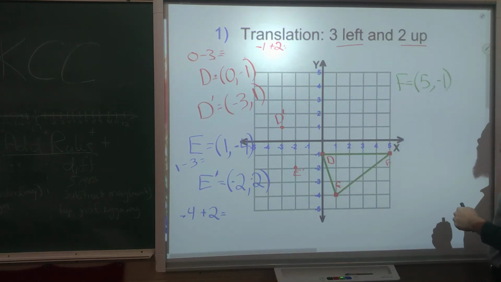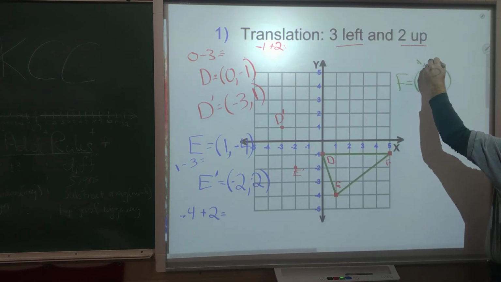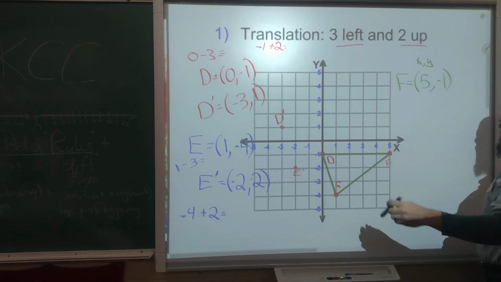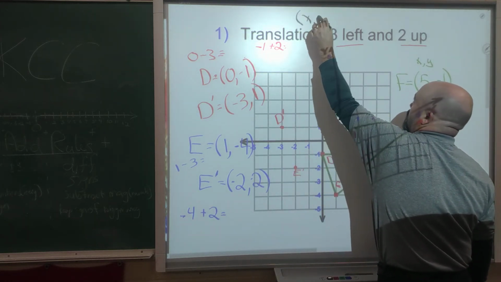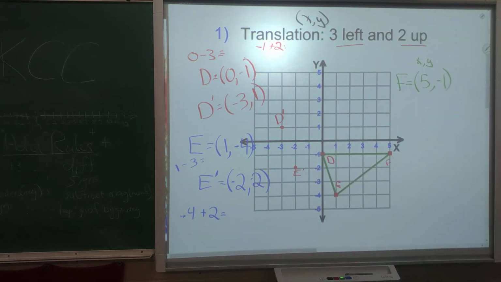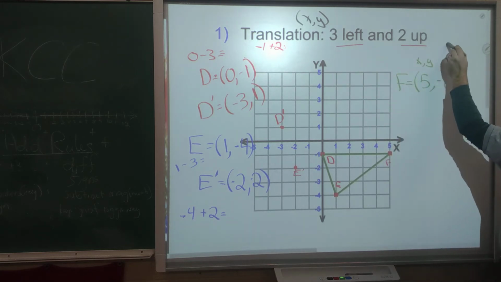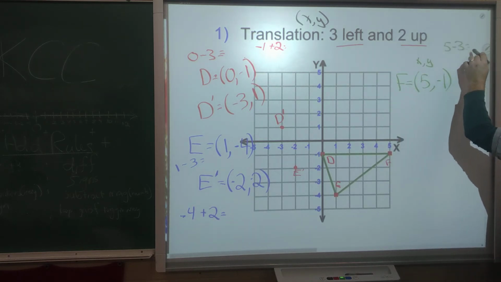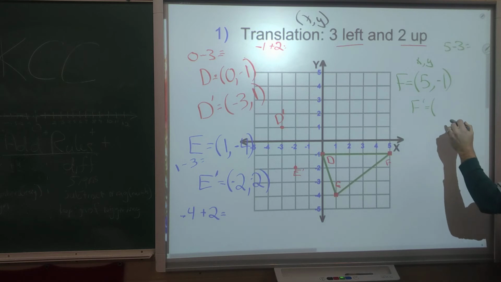So we take the 3 left to modify our X. Remember, X, comma, Y. I guess I should have written that at the very top, shouldn't I? Your ordered pair is always X, comma, Y. Never forget that, especially with coordinate plane stuff. At any rate, 5 is moving to the left 3 places, so that becomes a 5 - 3. So our translated point F apostrophe, 5 - 3 gives us 2.